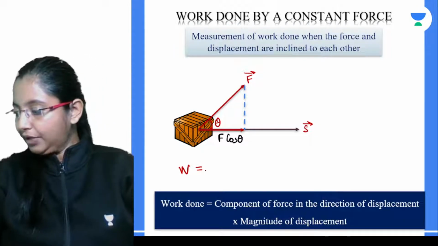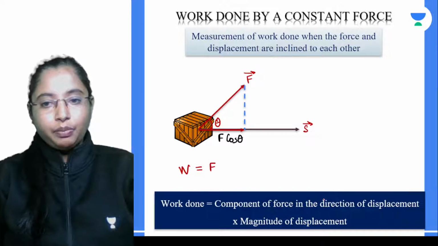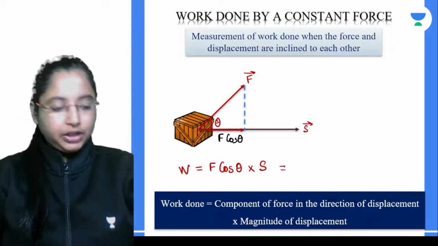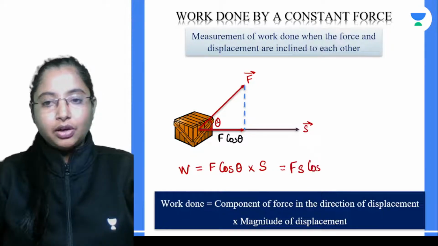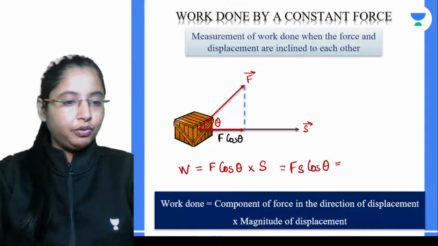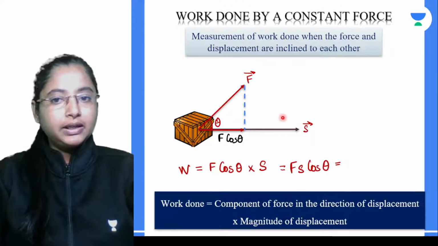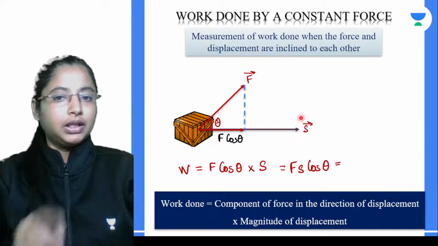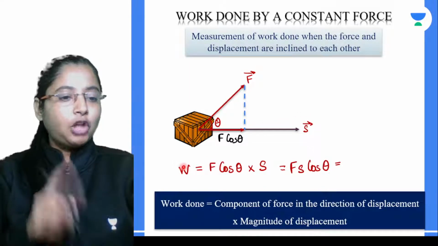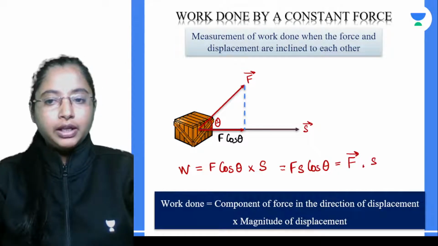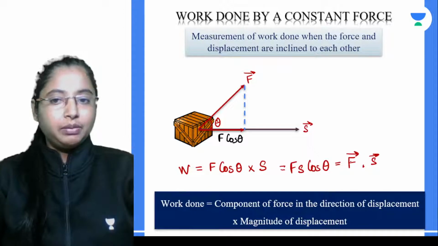So over here, the work done is nothing but the component of force in the direction of the displacement, that is F cos theta, into the magnitude of displacement s. So we can rewrite this as Fs cos theta. Again, cos theta comes into the picture, right? What we did over here was take a component of the force in the direction of another vector. We took the component of one of the vectors which is in the direction of another vector. So this will basically give us a dot product. From here you will get this as F dot s. Work done is nothing but F dot s.